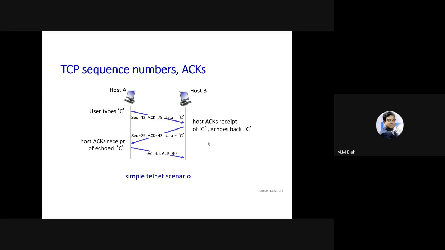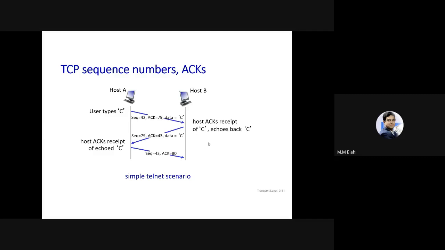Now in this example, you can see the user types C, and this is actually a glimpse of a particular ongoing data transmission. So it's from the middle. Why? Because for C the sequence number is 42 and the acknowledgement number is 79. That means now host A is sending a segment with sequence number 42, that means starting byte number 42, and acknowledgement 79 means previously it received, it is not shown here, but you can assume it received segments up to byte number what?